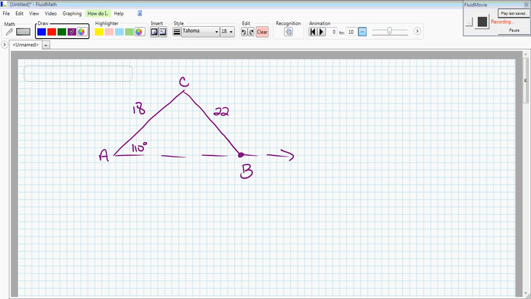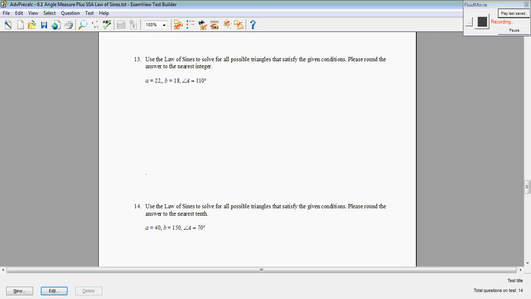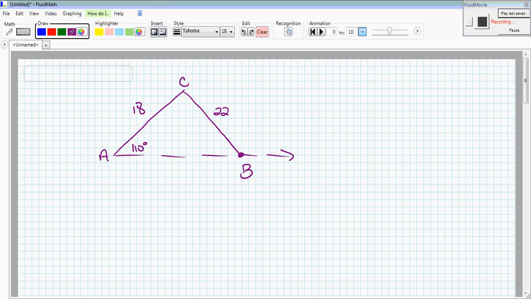Alright, this is question 13 from the 6.1 quiz. Right here it says use the law of sines to solve for all possible triangles that satisfy the given conditions. Then it wants us to round the answer to the nearest integer. Now the way that we set this up, it's not drawn to scale, and I'll actually show you if we drew this to scale, you could probably determine from there there would only be one possible triangle, if any, that would satisfy the given conditions.